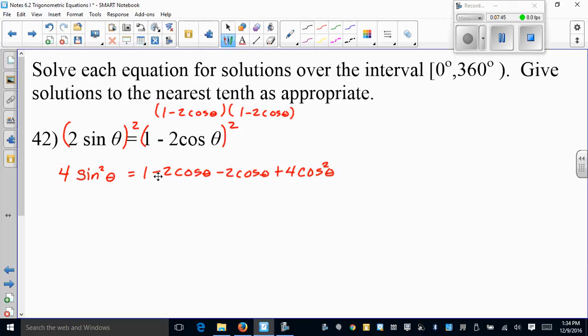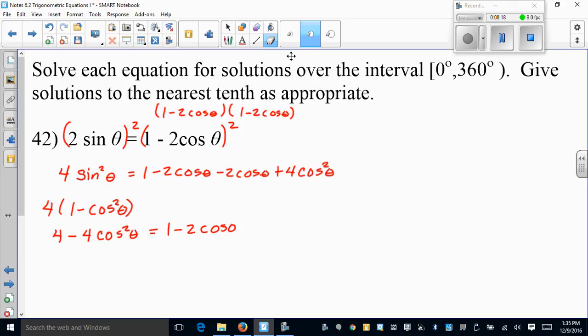Okay, I still have cosine and sine, but we do have an identity here that I can use. So this is going to be 4 times 1 minus cosine squared of theta, so that we can get rid of the sine. Now we have all cosine. So I have 4 times this, which gives me 4 minus 4 cosine squared of theta equals 1 minus 2 cosine of theta. Let's combine our like terms there.